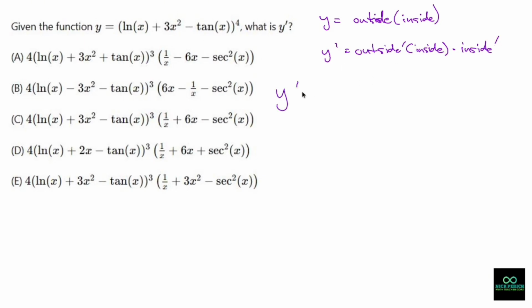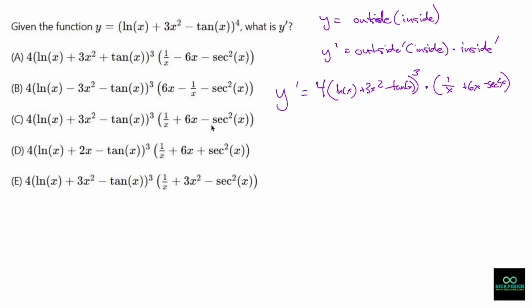So y prime is going to be equal to the derivative of the outside, which involves me dropping that 4 down out front and subtracting 1 from 4. Keep the inside, so ln of x is still ln of x, plus 3x squared, and minus tan x. But then we multiply everything by the derivative of the inside stuff. The derivative of ln of x is 1 over x. The derivative of 3x squared is 6x. The derivative of negative tan x is negative secant squared x.